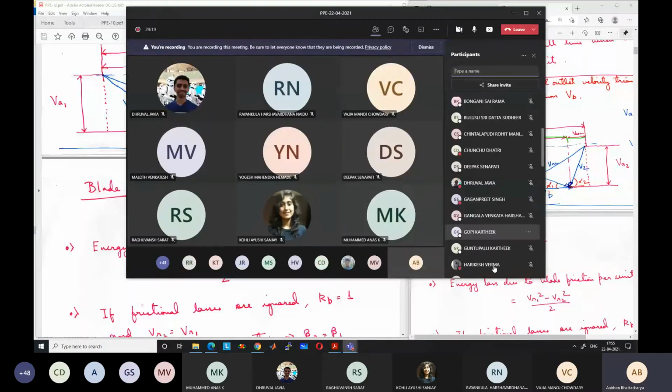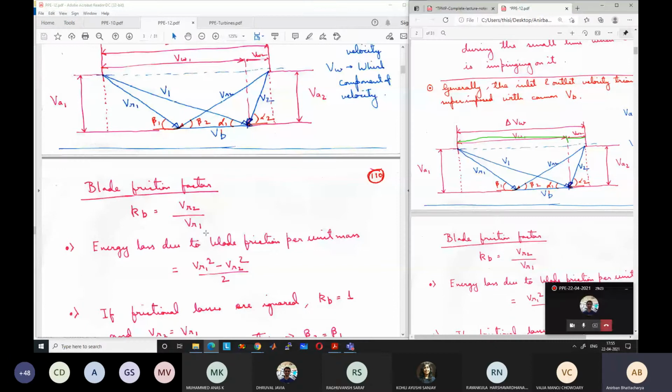So the initial kinetic energy is VR1 square by 2 and the final kinetic energy is VR2 square by 2. These are the relative kinetic energies. Kinetic energies can be relative. They are not absolute terms because velocity is a relative phenomenon. Sometimes people get confused and think that kinetic energy is an absolute quantity. Kinetic energy can change based on the frame of reference.